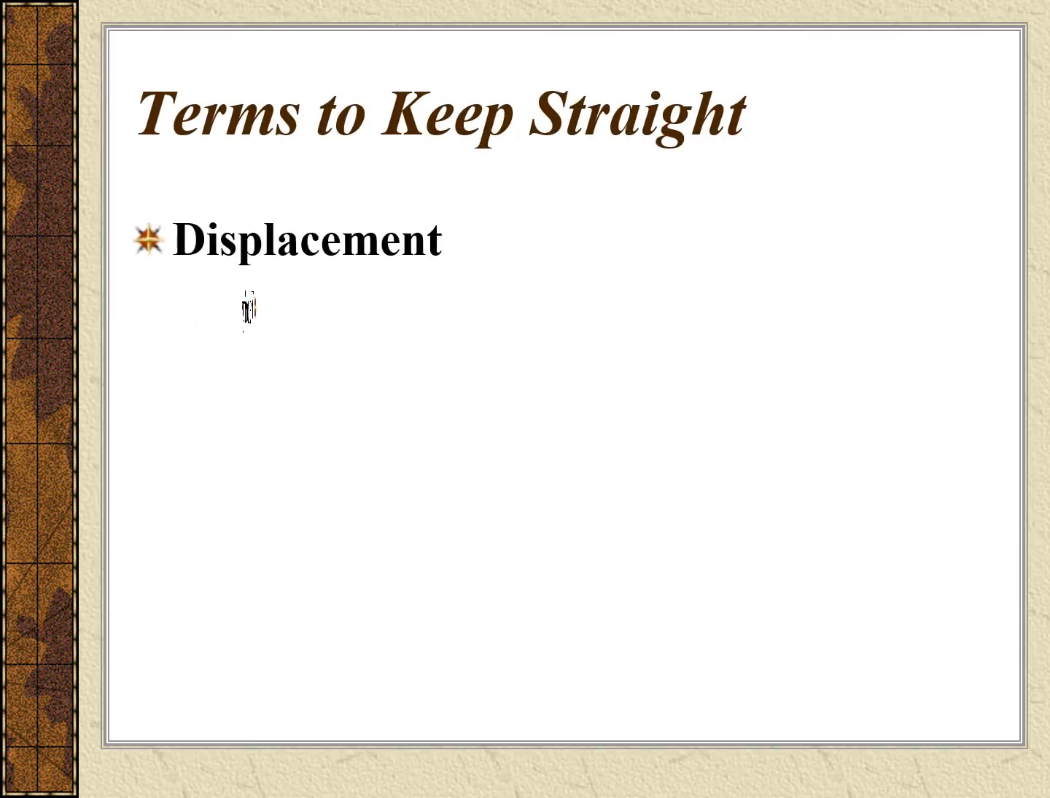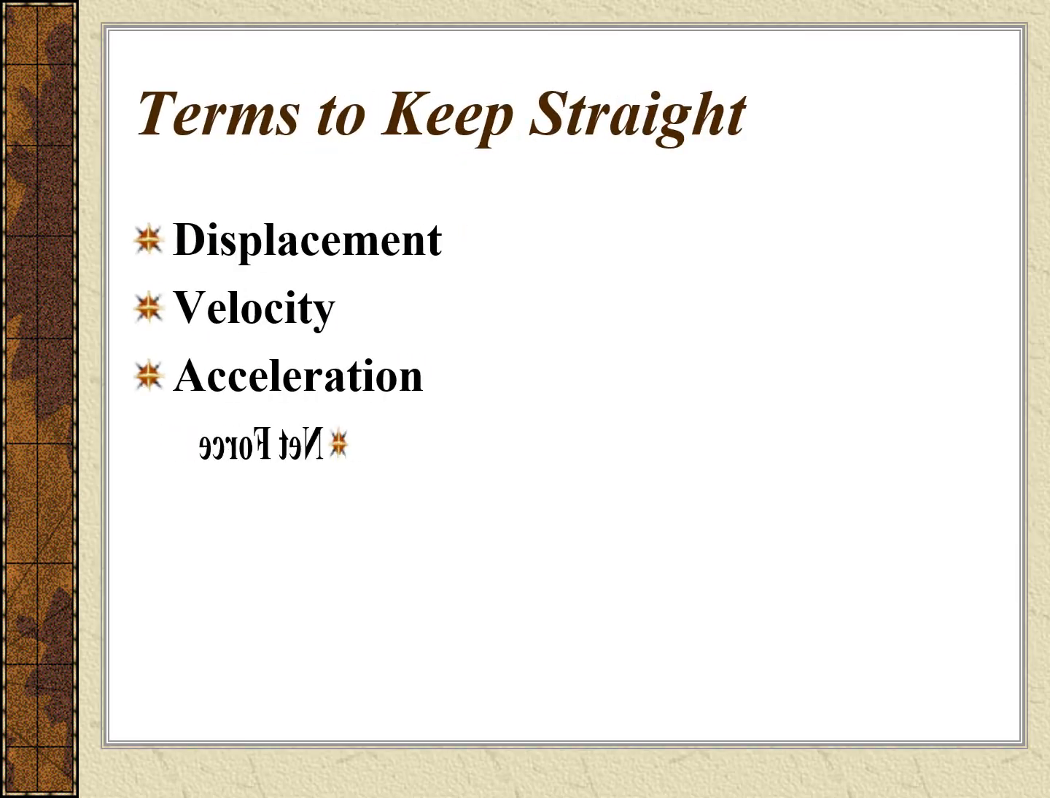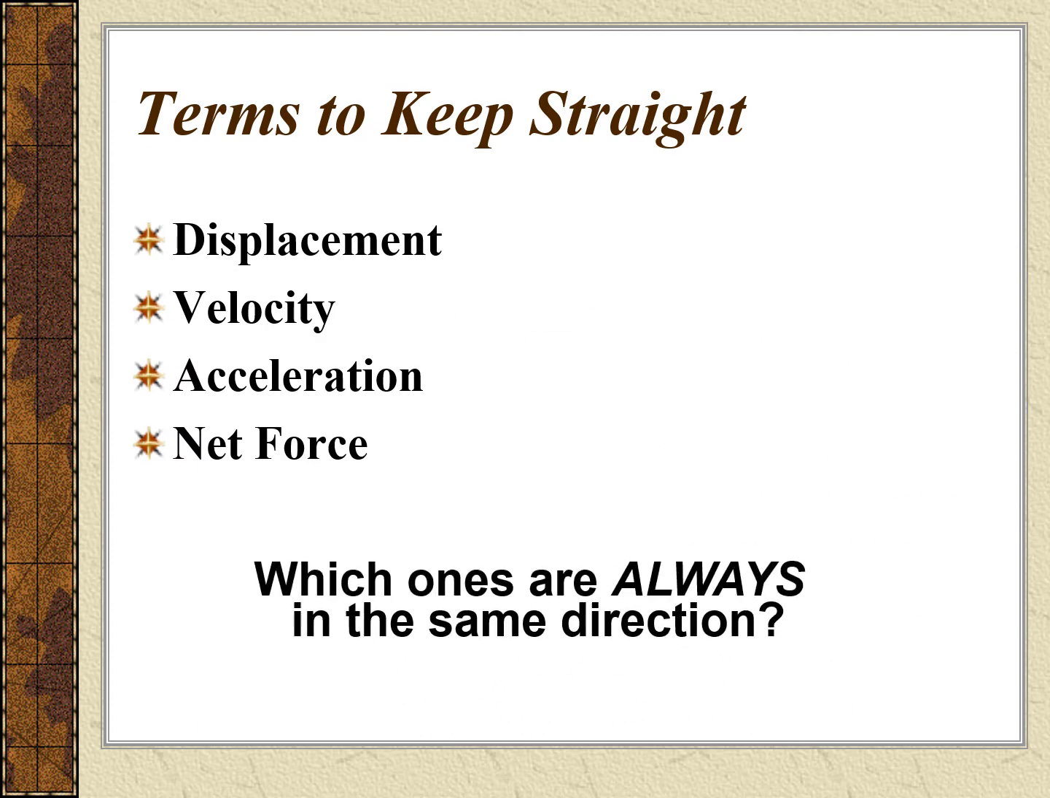So a couple things to keep straight before we move on. Displacement, velocity, acceleration, and net force. So which one of these always occur in the same direction? Can you have a displacement without a velocity? Can you have a velocity without a displacement? Absolutely not. If you have a velocity, you got to have a displacement. You're going somewhere, so you have to have a velocity and a displacement at the same time.